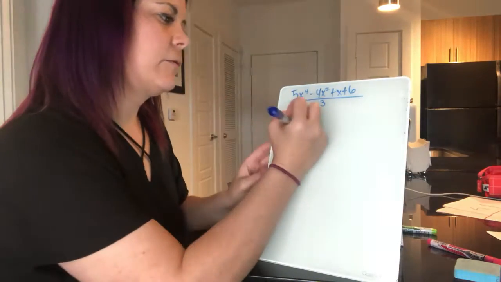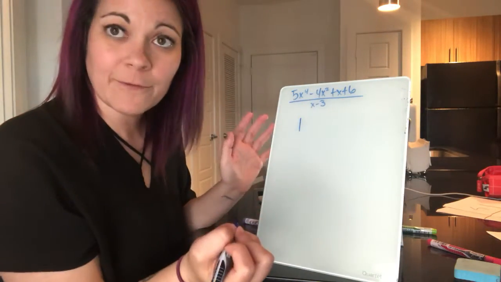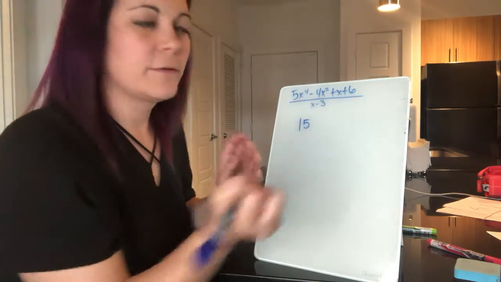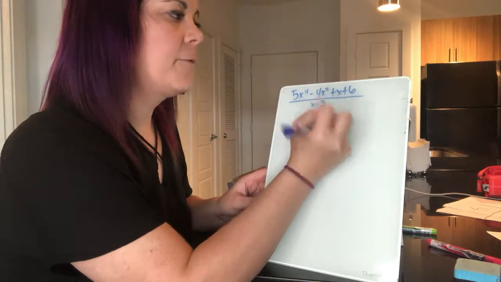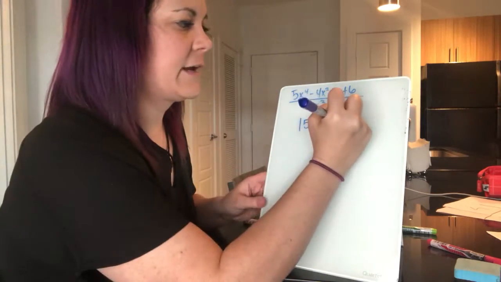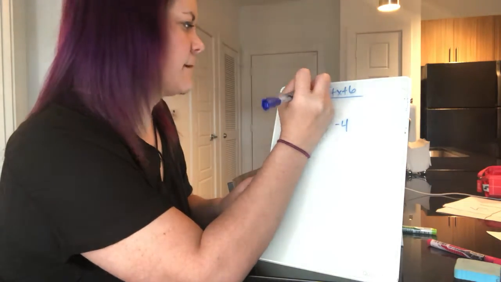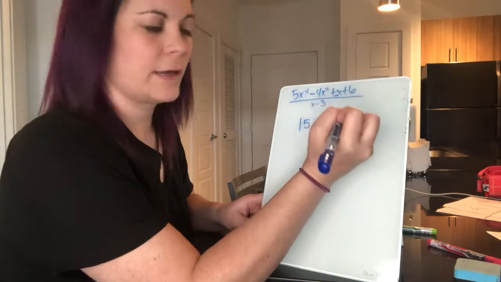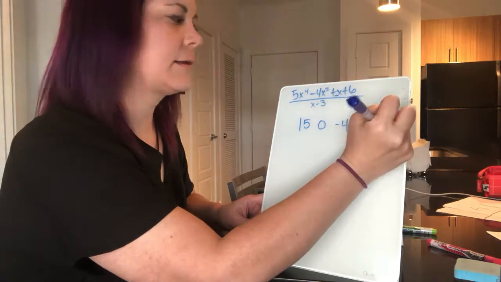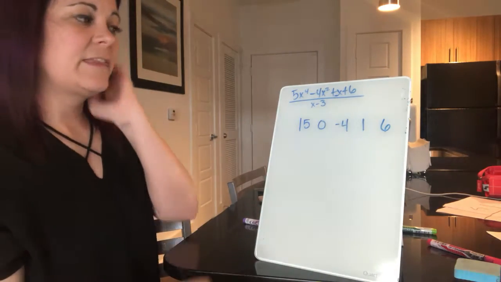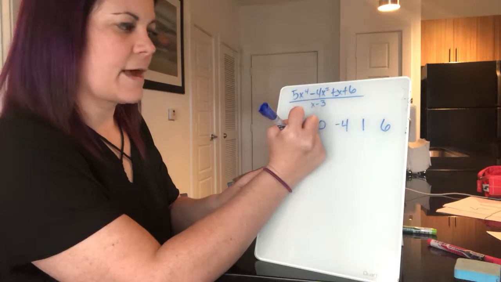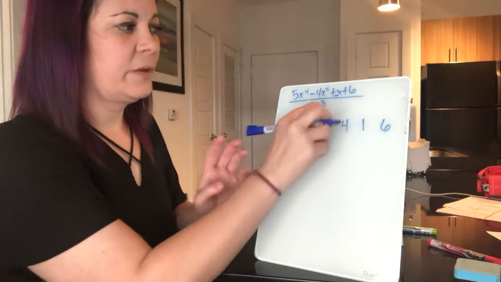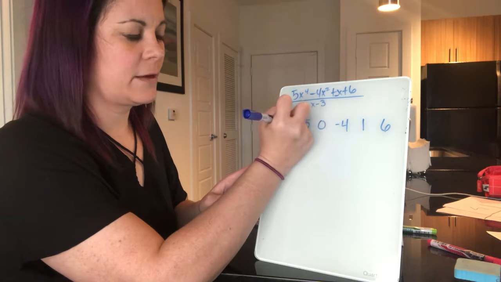So what you're going to do is write the coefficients for every term. For x to the fourth it's 5, x to the third is 0, x squared is -4, because you want to take that with you. X to the first is 1, because it's understood as a 1, and then your constant is 6. And then on the outside of that, we take this number here, and this would be a 3.